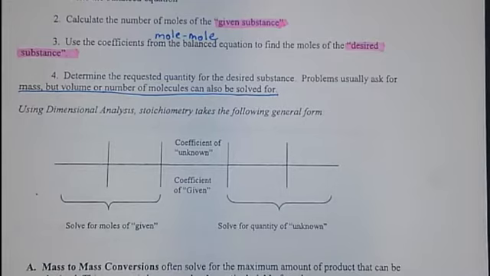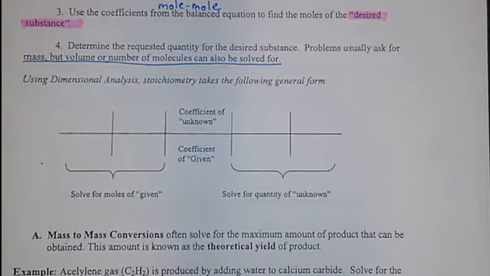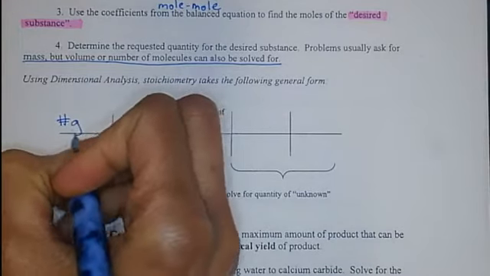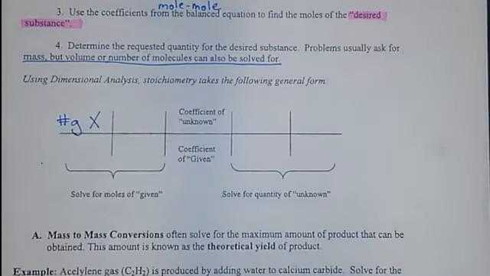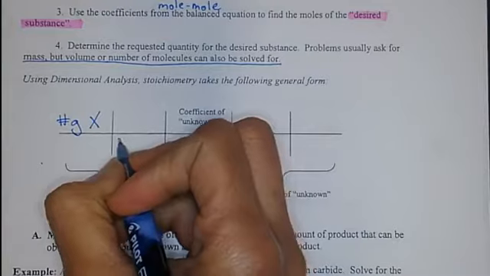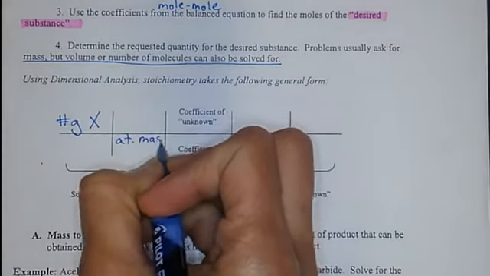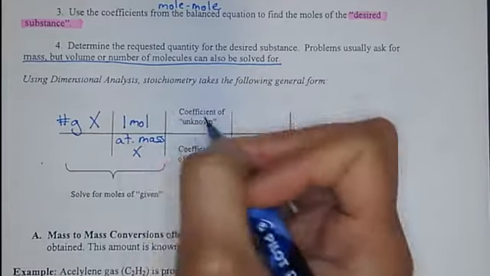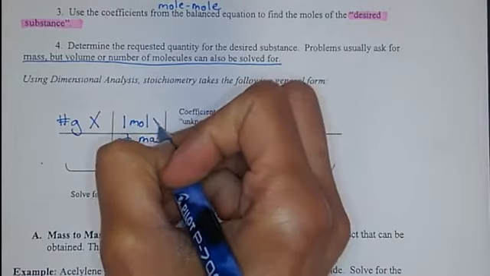Okay, so this is usually your dimensional analysis setup for stoichiometry. You start off with what is given to you. If you start off with the number of grams of, let's say, substance X, then of course you would use the atomic mass of substance X. And of course the atomic mass is equal to 1 mole of that substance.